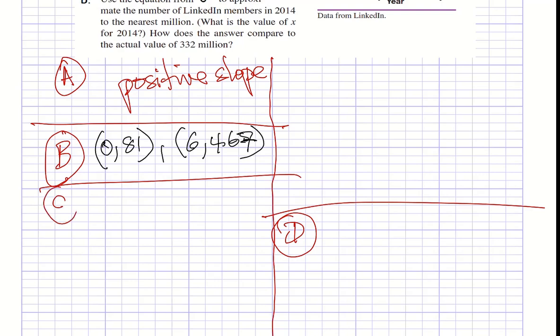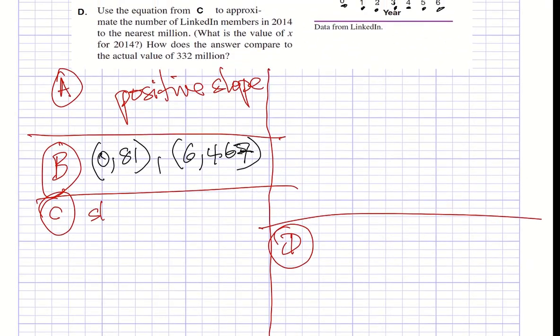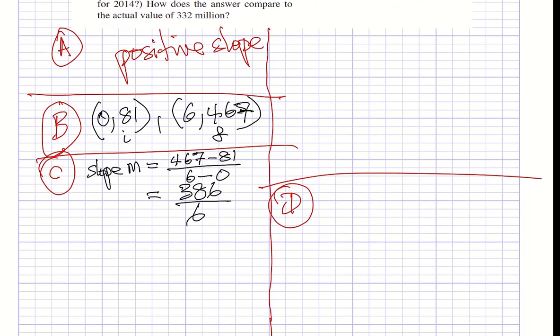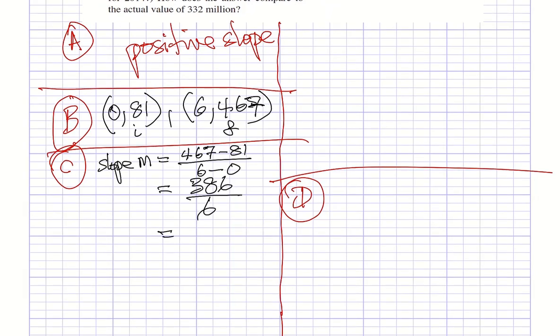So for number C, we have 2 points. We're going to get the slope first. The slope m equals change in y over change in x. That's 467 minus 81 over 6 minus 0. You see that, right? If you simplify that, you get 386 over 6. I hope you see what I'm doing, right? We're going to have to work with decimals. That equals 64.33.